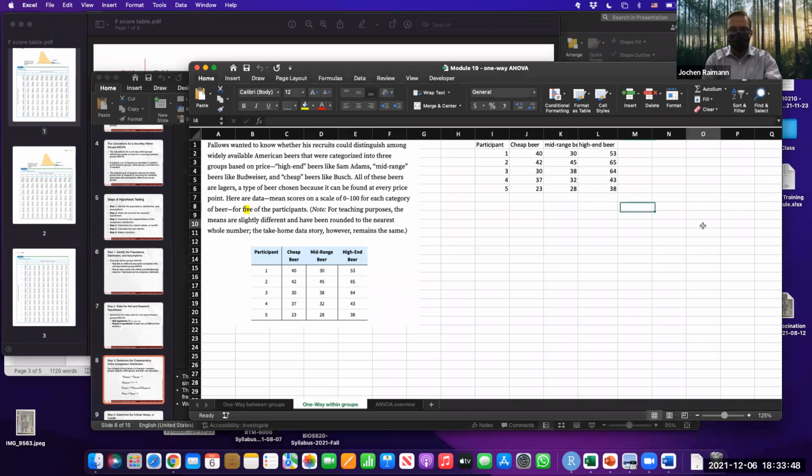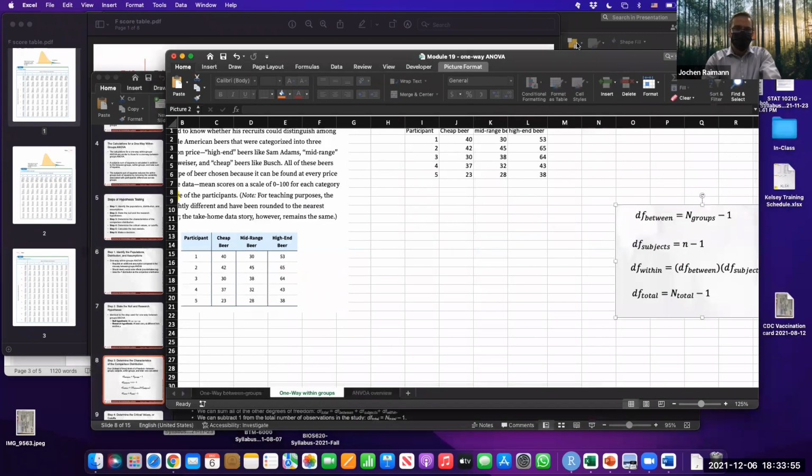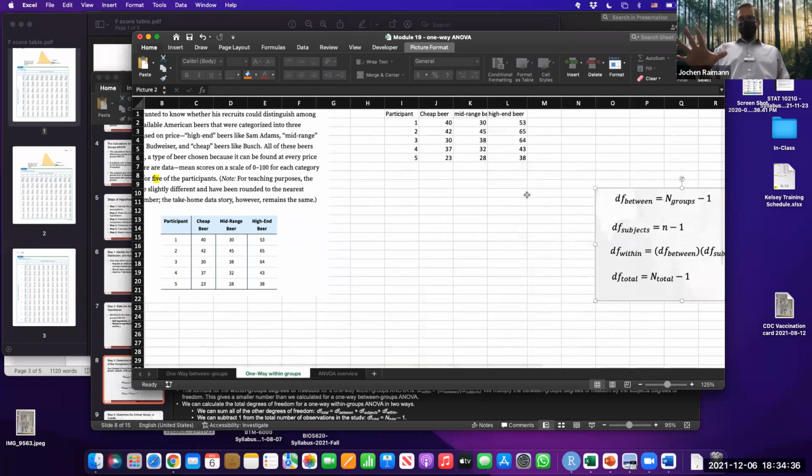Okay, so here's now the B example. So the following example, Nolan and Heitzen present the following examples. We wanted to know whether recruits could distinguish between widely available American beers. They had high-end beers, mid-range beers, and cheap beers. These beers were rated in terms of their taste by 5 different individuals. They gave it a rating on a scale to 100. And they did that for each category of beer with five participants, which means 3 beers, 5 participants.